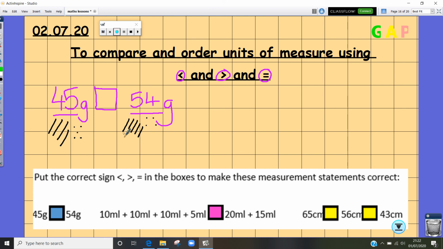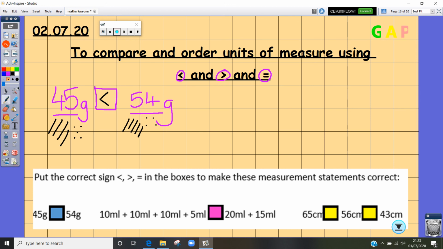So straight away, I know one of them is larger than the other. So which one of those has got more tens? Well, straight away, I know that 54 has got more tens than 45. So that means that 45 is going to be less than 54. Okay, well done if you managed to work that one out a little bit quicker than I did.